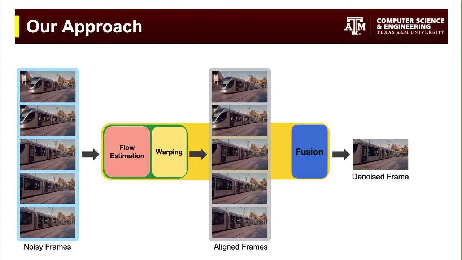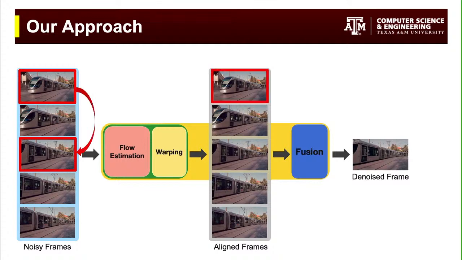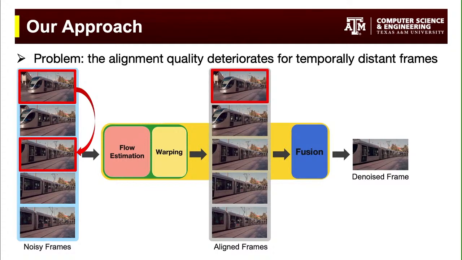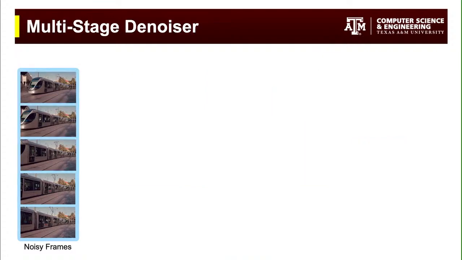Then, the aligned stack is fed to fusion components to generate the denoised version of the center frame. The major problem is that, for temporally distant frames, the aligned quality could deteriorate due to complex larger objects and camera motion. Inspired by Tassano et al.'s approach, we address this problem by performing the denoising in multiple stages.